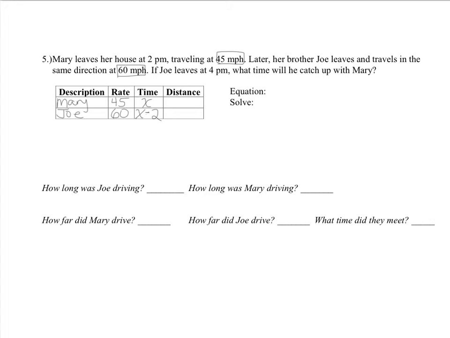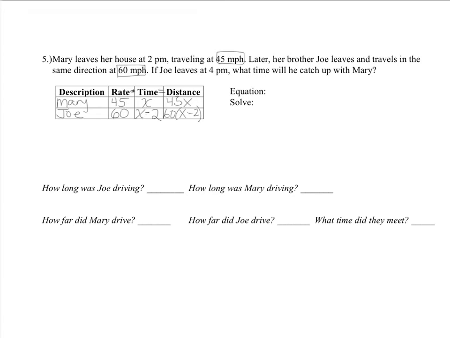Either way, as long as you understand that Mary is traveling longer than Joe because she left first. So now, distance. The distance column is always rate times time equals distance. So the distance column will always be whatever you put for the rate and the time. Mary is going to be 45x. This is the expression that will give you Mary's distance. And Joe is going to be 60 times, in parentheses, x minus 2, or you could say 60x minus 120.